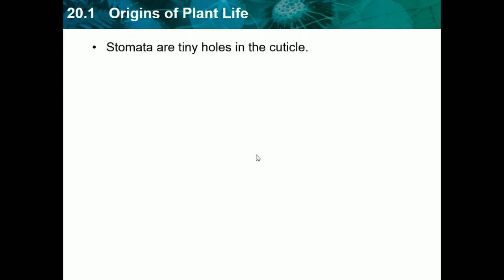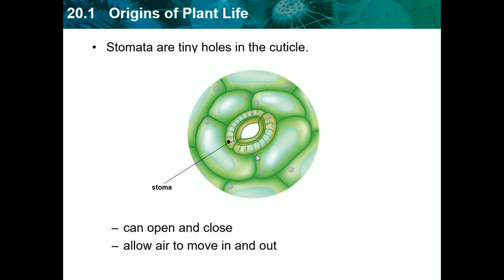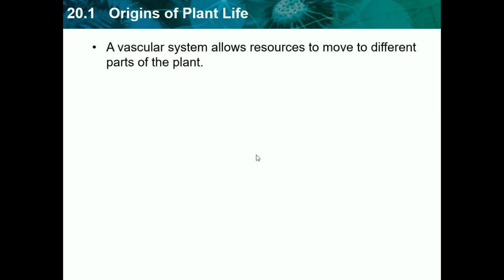Stomata are tiny holes in the cuticle, and a stoma can open and close. These are basically holes on the bottom of leaves, and they release water and allow air to move in and out. A vascular system allows resources to move to different parts of the plant.